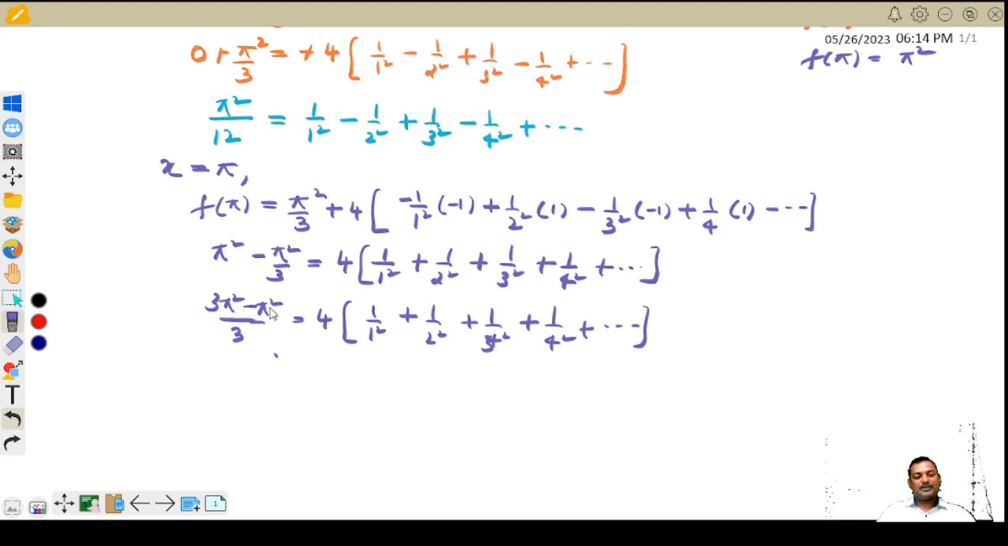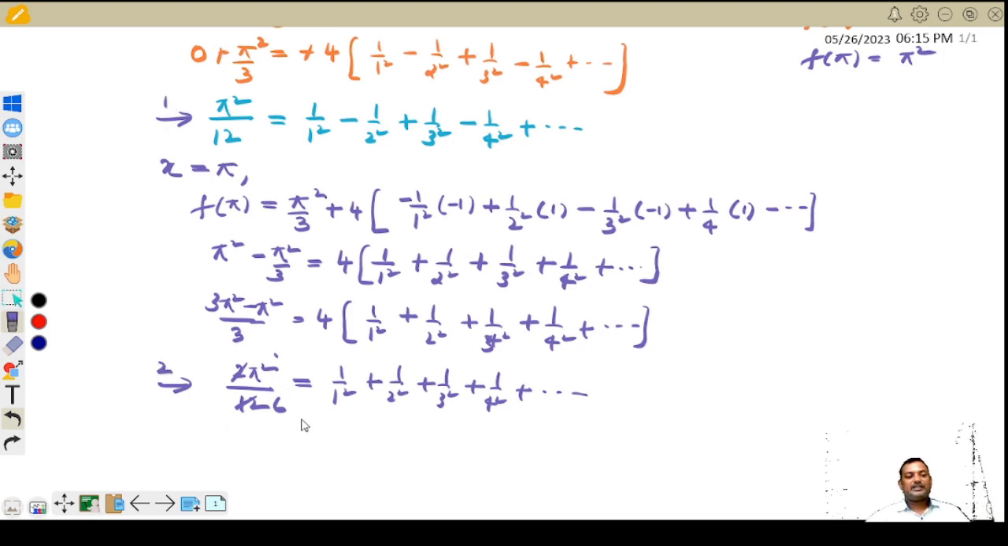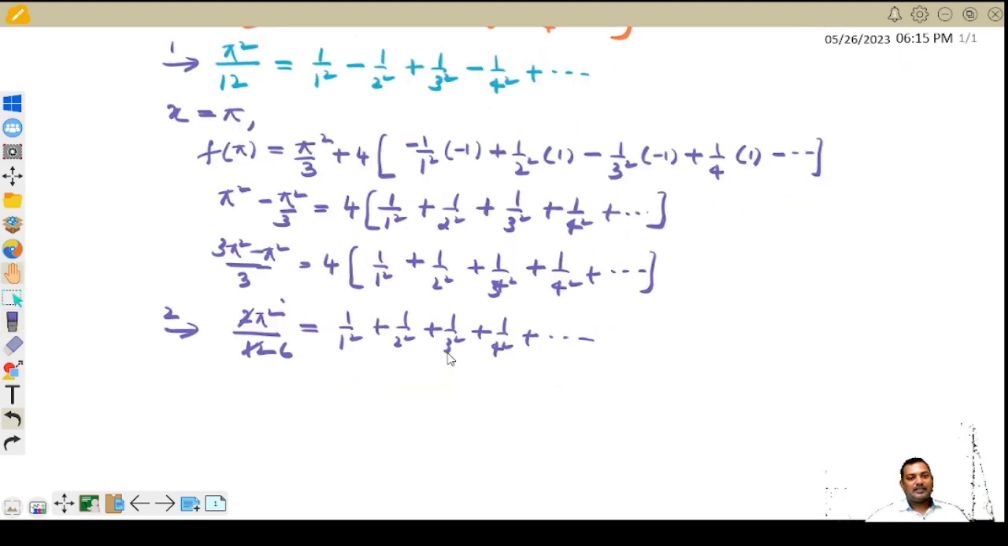Cross multiply it. 3 pi square minus pi square is 2 pi square, divided by 4 3s are 12, is equal to 1 by 1 square plus 1 by 2 square plus 1 by 3 square plus 1 by 4 square. So this is the second series, student. So this is the first series, this is the second series. Now by adding these two series we get the third series, student.